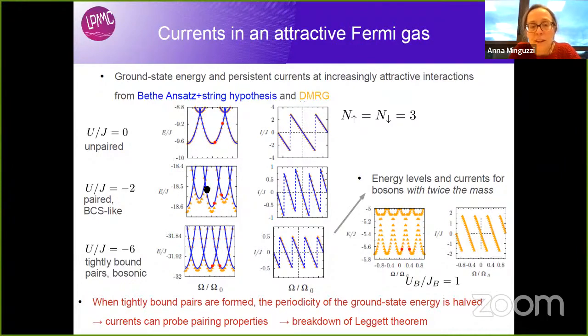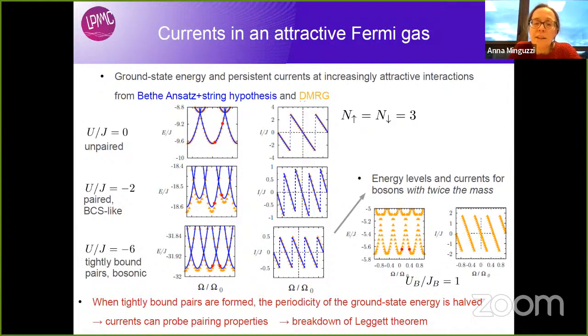We have a sort of superlattice, so periodicity one, but an extra structure that starts to be formed. Finally, if we have very strong attractions, then we form a ground state energy that has a double periodicity with respect to the non-interacting fermions. And notice that this periodicity is exactly the same as the one of bosons for the same system. And so we have a second example of breakdown of Leggett's theorem. In this case, this change of periodicity is due to the formation of pairs in the system.